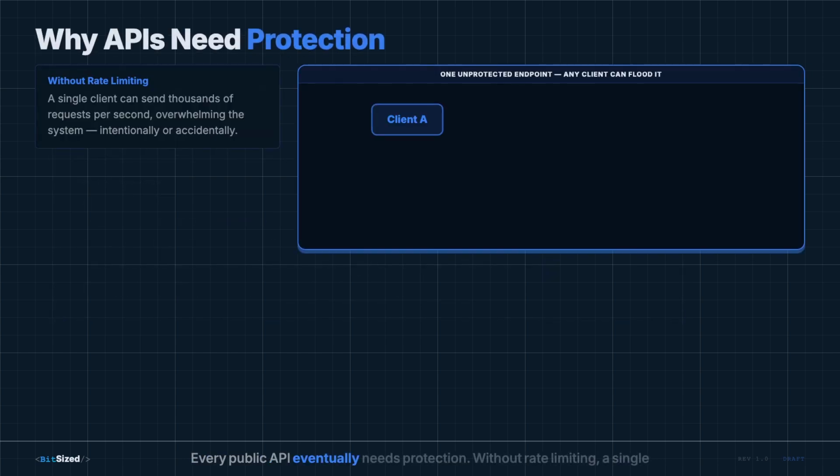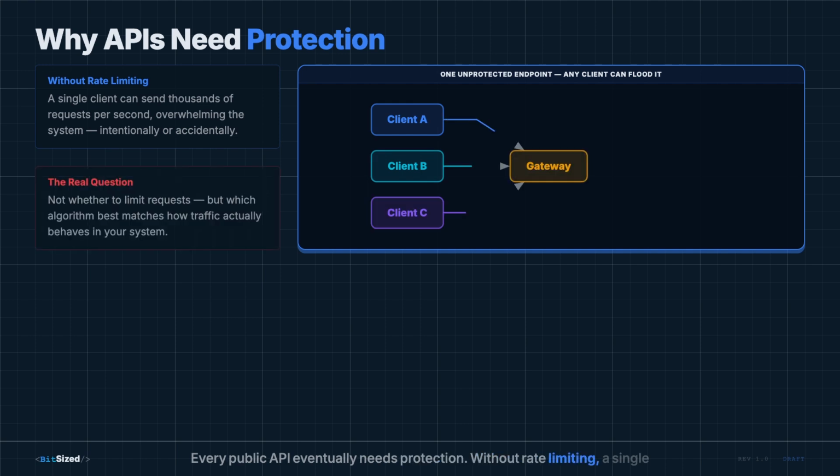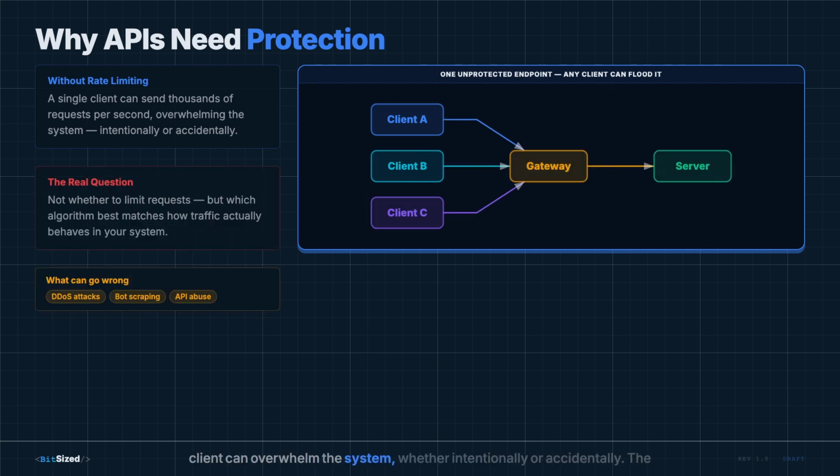Every public API eventually needs protection. Without rate limiting, a single client can overwhelm the system, whether intentionally or accidentally. The question isn't whether to limit requests. The question is how.